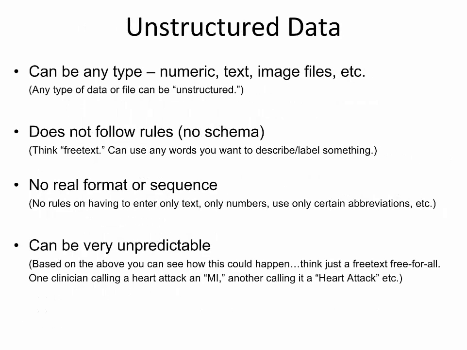There are different types of data, and one type of data is called unstructured. Unstructured data can be any type. It can be numeric, text, it can be image files, and so on. Unstructured data does not follow rules. There is not a schema.